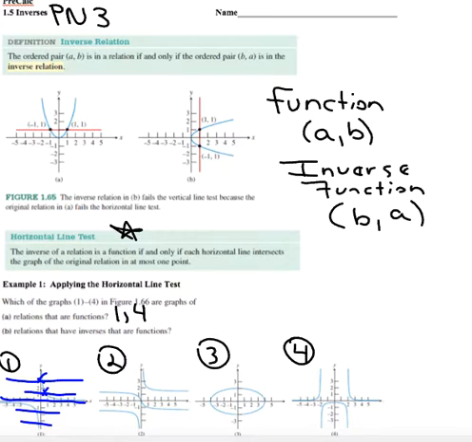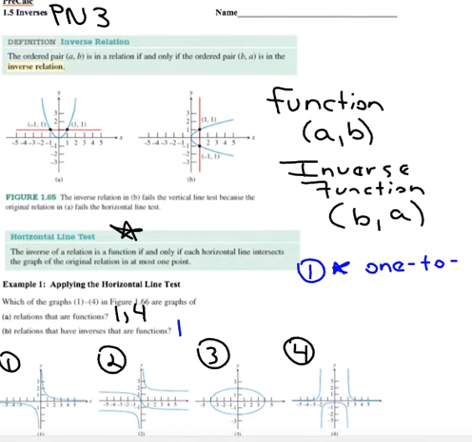So notice the horizontal line test does pass, which means that the relation has an inverse that's a function. So number 1, if we actually found the inverse of that, it would be a function. I'm going to erase all these horizontal lines so you can see the function. Because it is a function and its inverse is a function, we call that one-to-one. Number 1 here is special because it's one-to-one, and what that means is that it's a function and its inverse is a function.